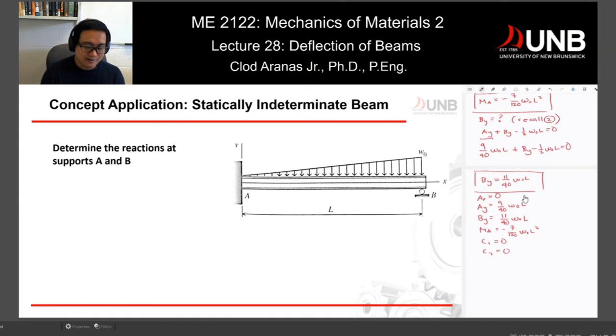Any question at this point? Any question? Any question, class? Everything is clear? Okay. So that's the method for you to calculate for indeterminate beams.